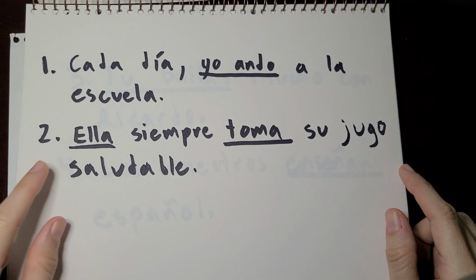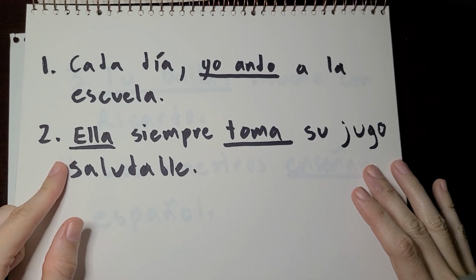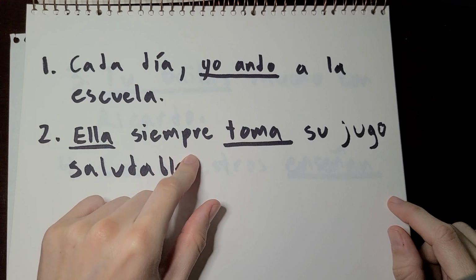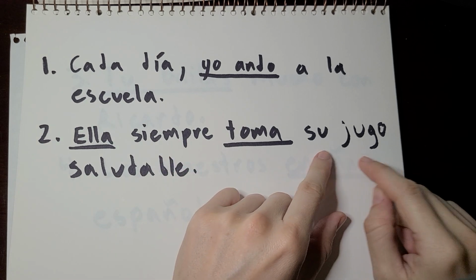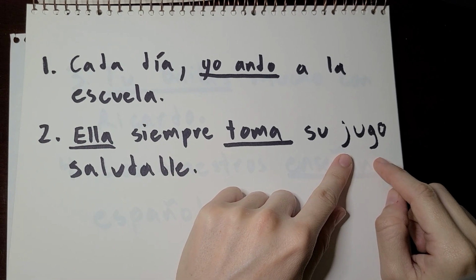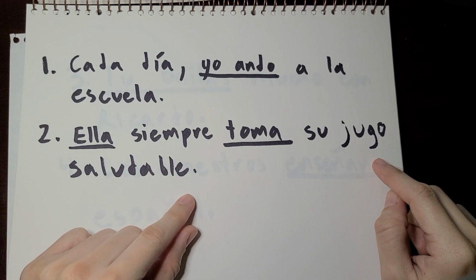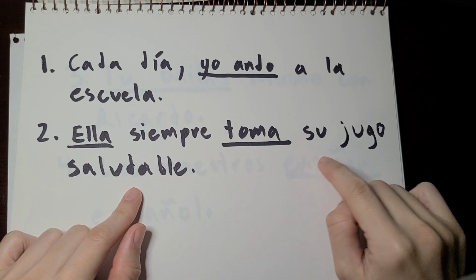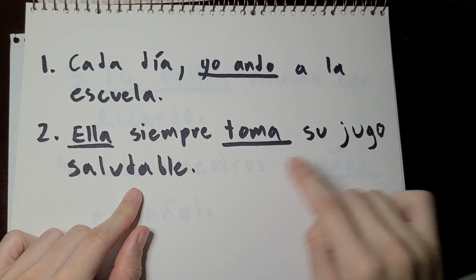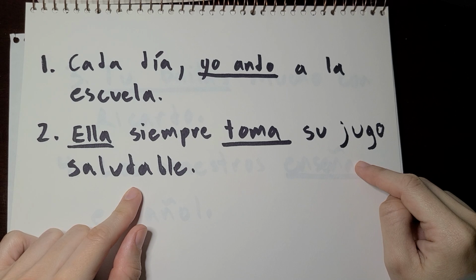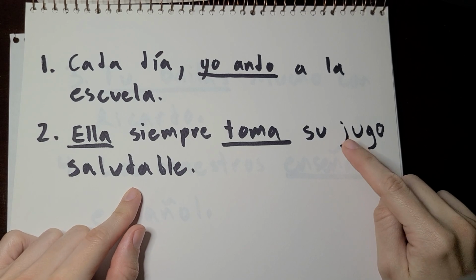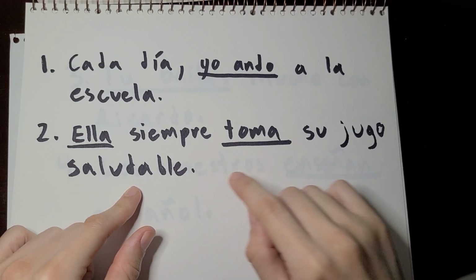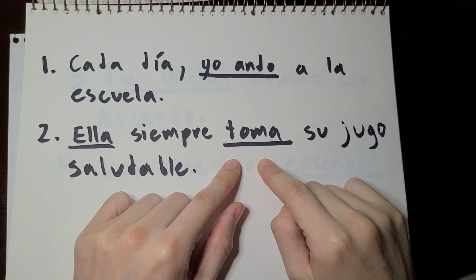Example 2. Ella siempre toma su jugo saludable. She always drinks her healthy juice. Jugo is juice. Saludable means healthy. In Spanish, the adjective comes after the noun. So instead of saludable jugo, in English you would think healthy juice. It becomes jugo saludable. Juice healthy. Tomar means to drink.